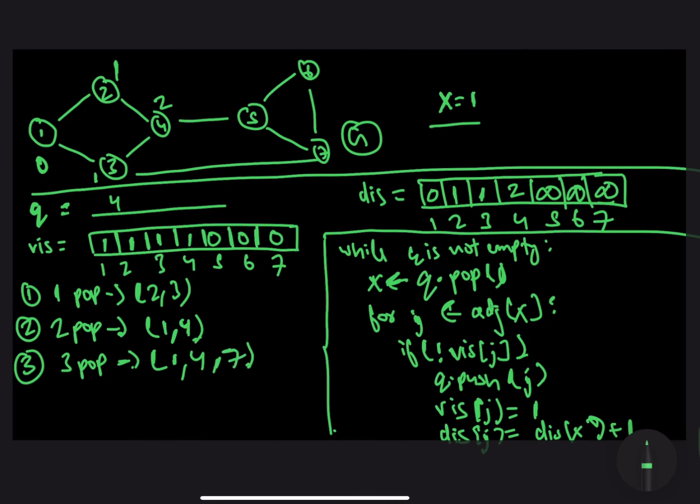So since 1 was already pushed into the queue, it would be skipped. Since 4 was already pushed into the queue, it would be skipped again. And now since VIS of 7 is equal to 0, 7 would be pushed into the queue. Then we will mark VIS of 7 equal to 1, and the distance of node 7 will also be updated as distance of node 3 plus 1. So distance of node 3 is equal to 1, so distance of node 7 will be equal to 1 plus 1, that is equal to 2 in this case.